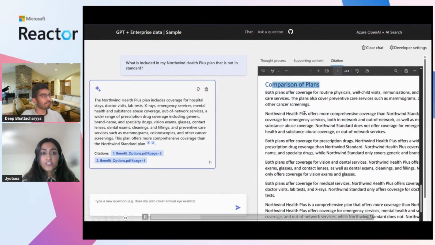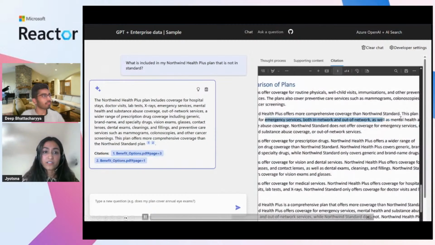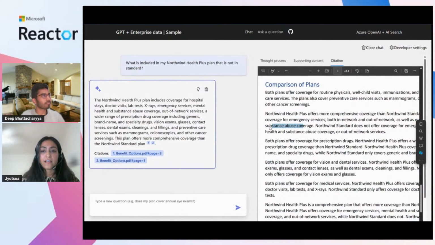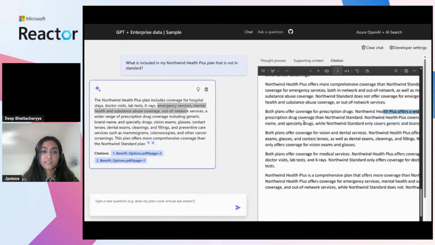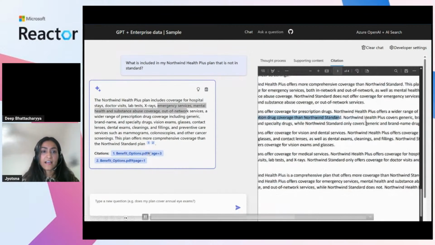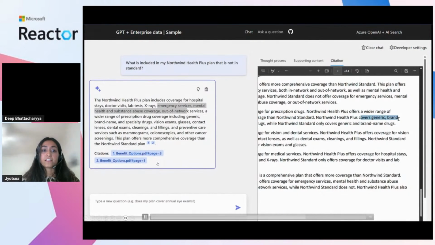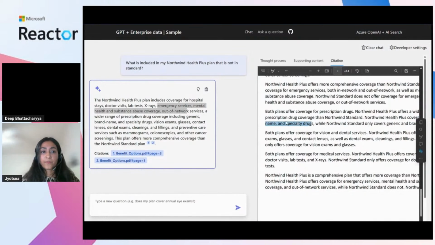Now, the question that we actually asked the chat was quite difficult to answer. The differences between the plans on Contoso policy are spread across multiple paragraphs that we can see here. So it's grabbing quotes such as emergency services, mental health, substance abuse, as well as dental exams and much more, right? So what GPT has done here is it's taken all of this fragmented information, read it, and summarized it to answer the question directly.